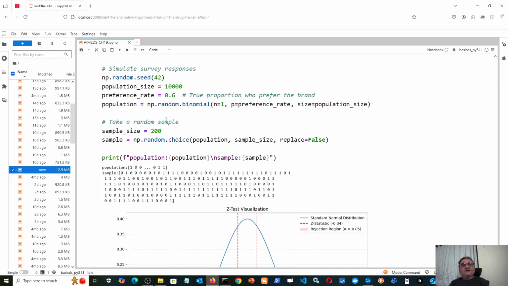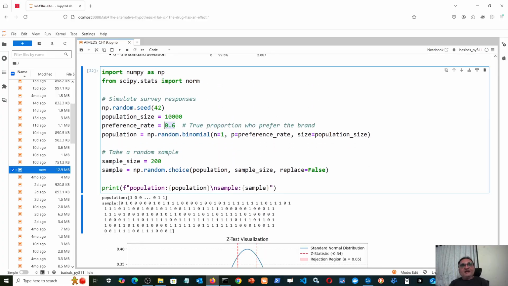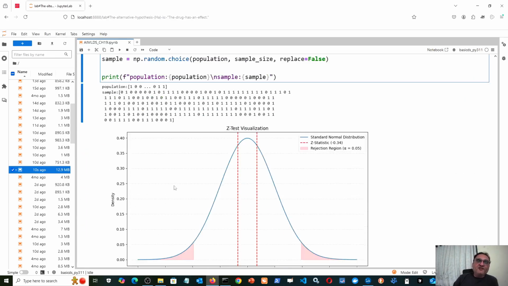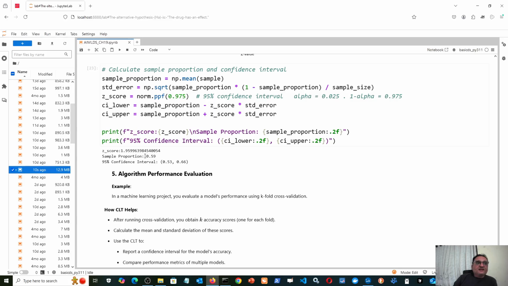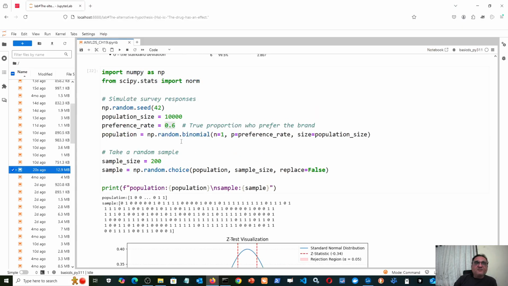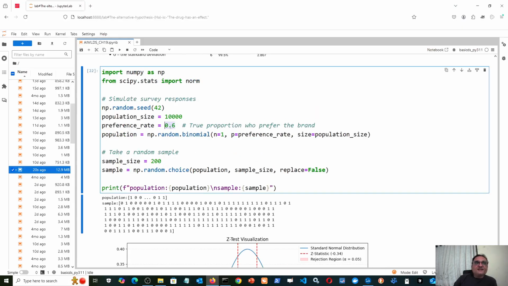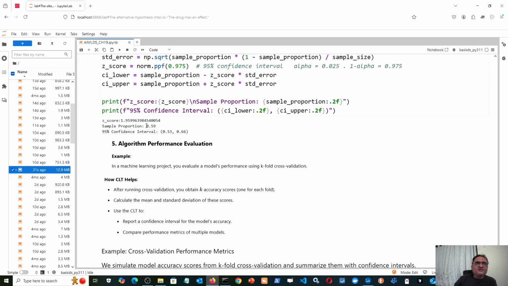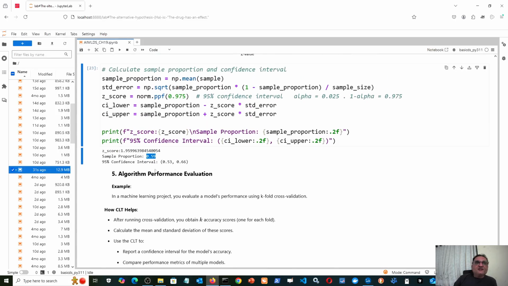So you can respond to Nestle that you were targeting a preference rate of 60%. And when we did our survey, we found that the sample proportion is 0.59. So that means 0.59, or 59%, of the people prefer the Nescafe brand. So you are saying 60% of the people, and we found 59% of the people. And the confidence interval in our finding is 53 to 66%.